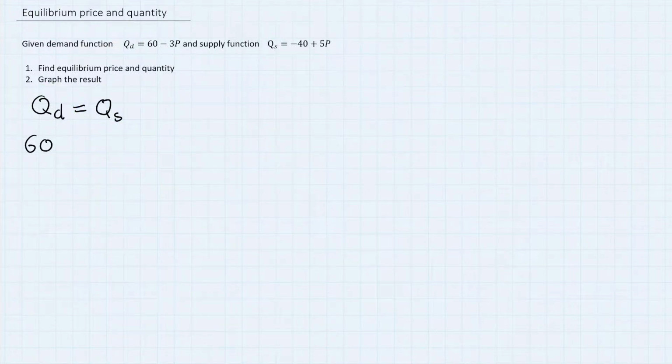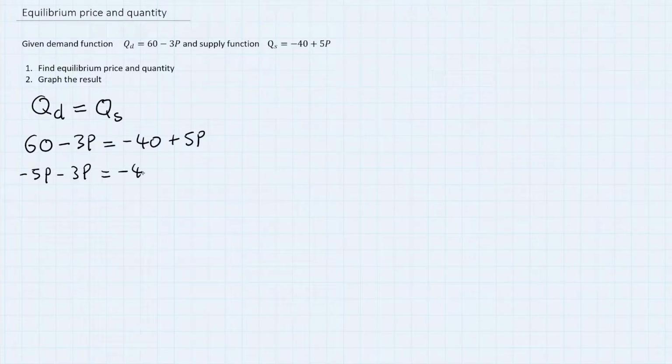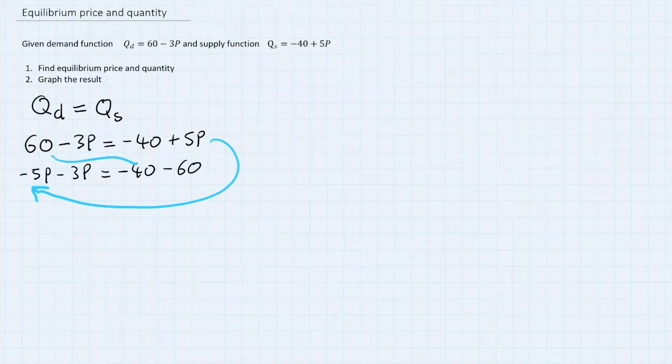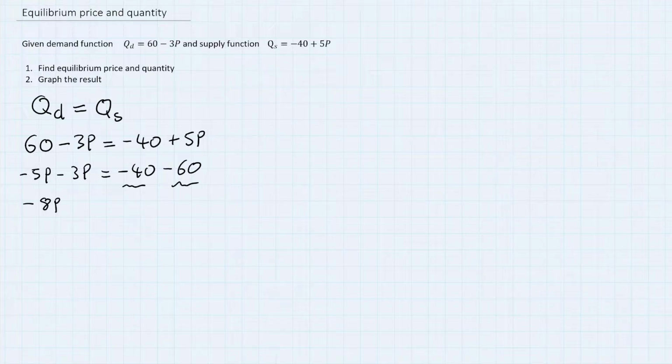So we can set these two equations to equal each other. And then beautifully we can solve for P by simply rearranging with some simple algebra. Now for those who missed it, I've simply moved the 5p over here and the 60 over here. Minus 5 minus 3 is minus 8p. Minus 40 minus 60 is minus 100.